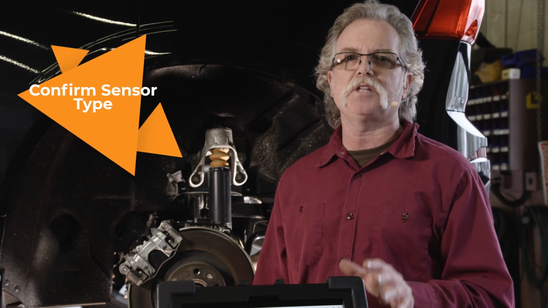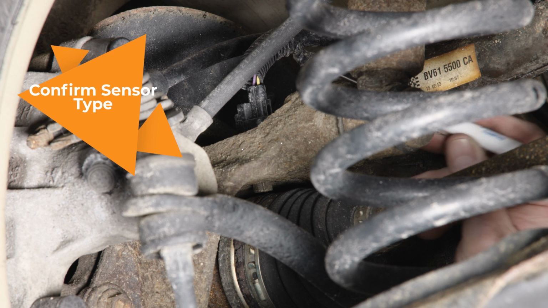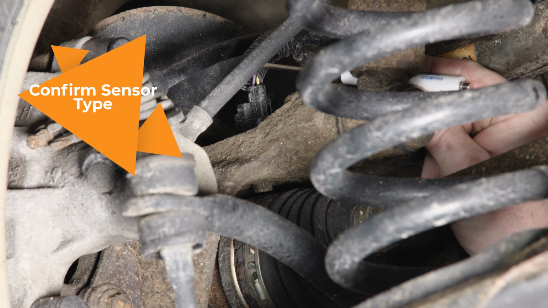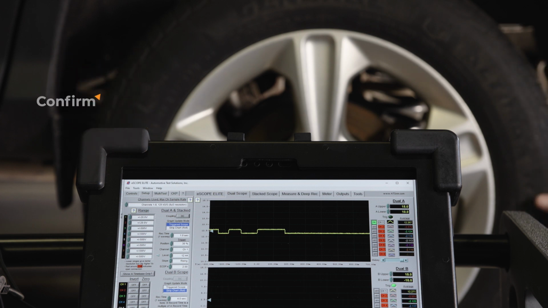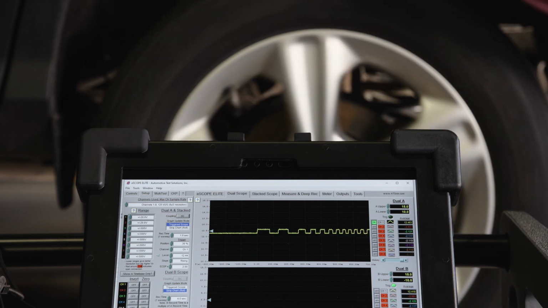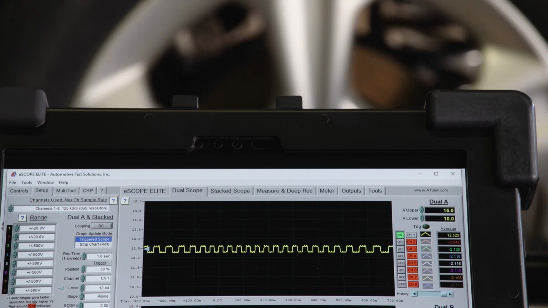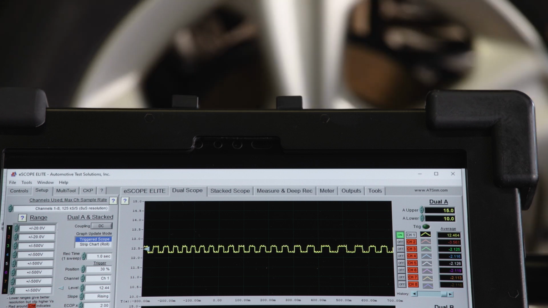Remember, it's easy to get a two-wire wheel speed sensor mixed up. Some models use a variable reluctance sensor rather than a magneto-resistive element sensor. Variable reluctance sensors will produce a square wave. Resistance of the two sensors will differ.